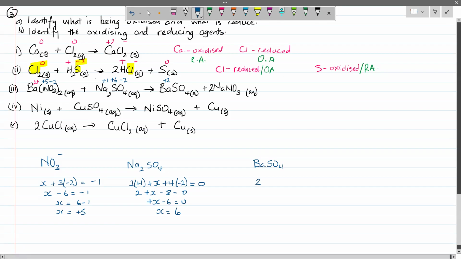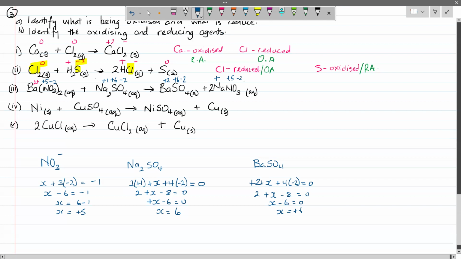BaSO4. Barium is 2 plus. We use sulfur as X plus 4 by -2. All of this is equal to 0. That's 2 plus X minus 8 is equal to 0. X minus 6 is equal to 0. X is equal to +6. So this is still a +6. This is a -2. Sodium is a +1. Right? NO3 is still going to be the same thing here, +5 and -2.